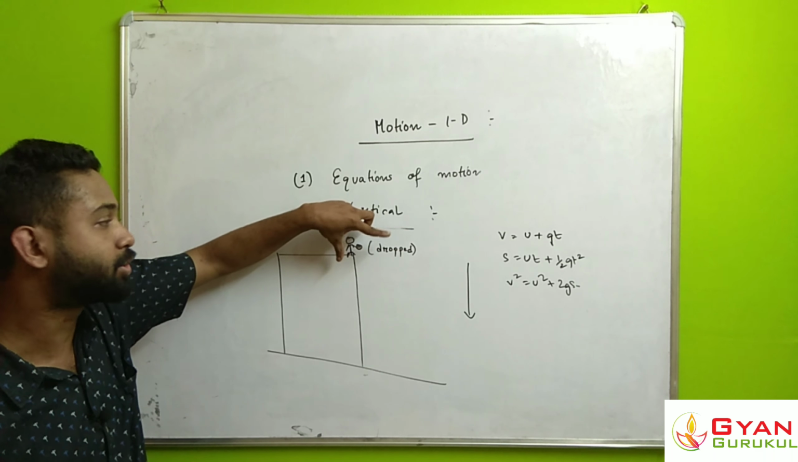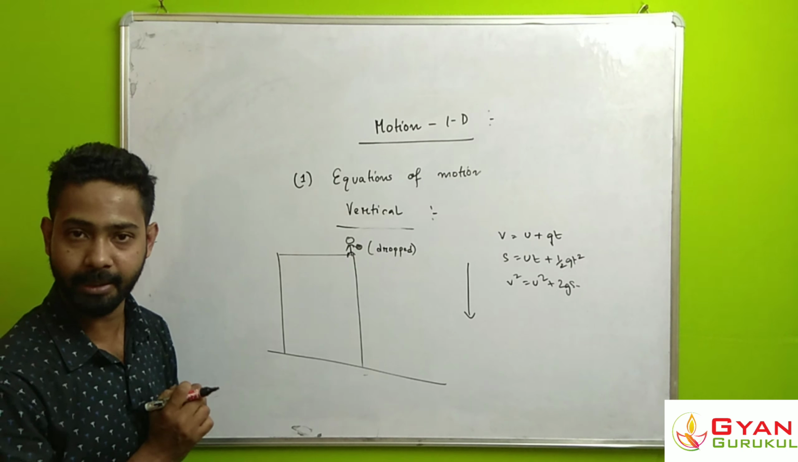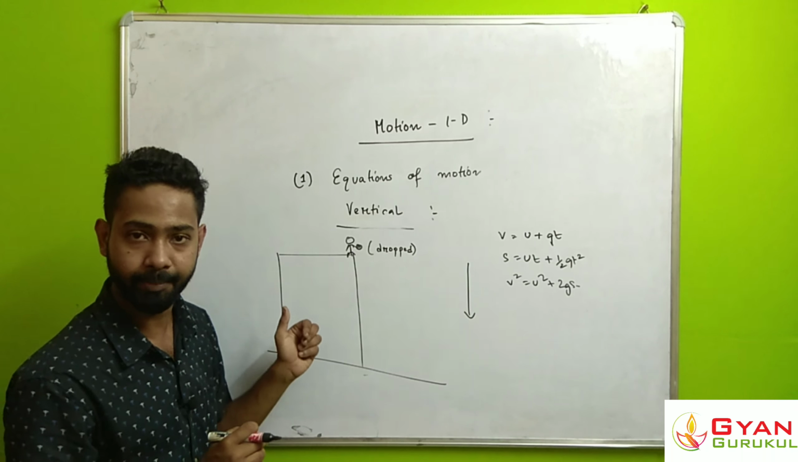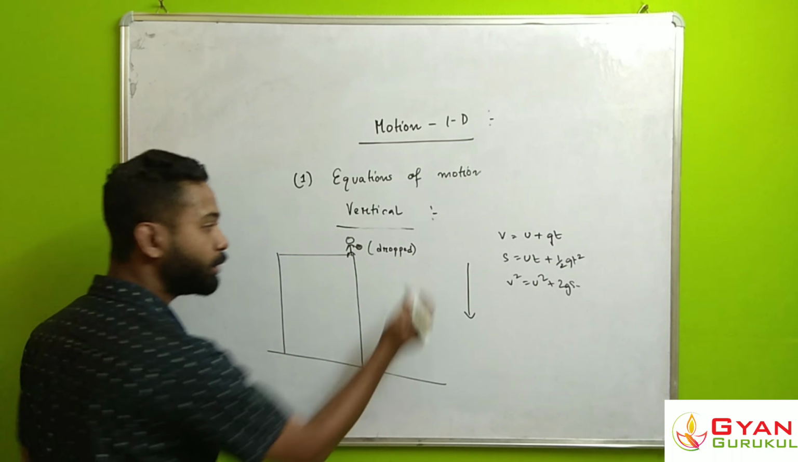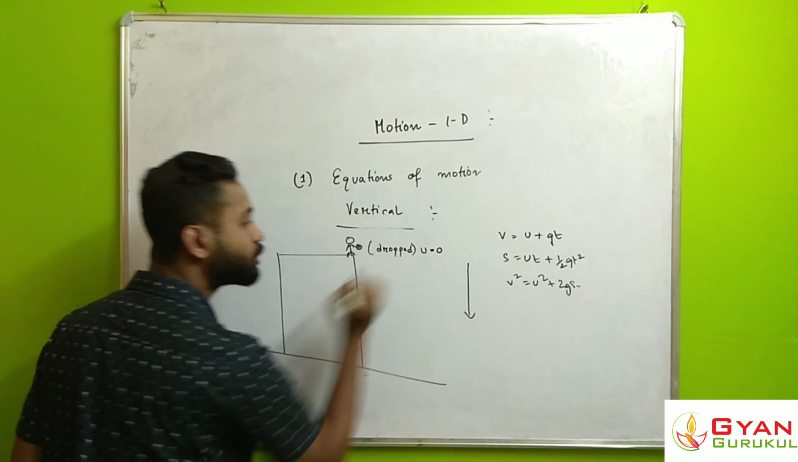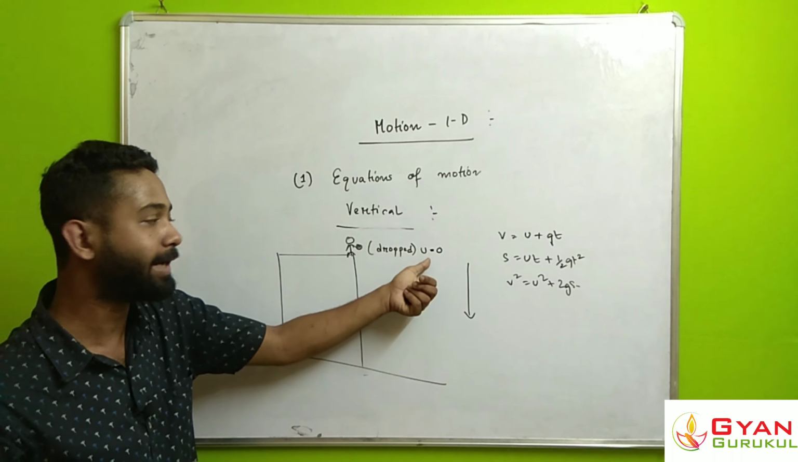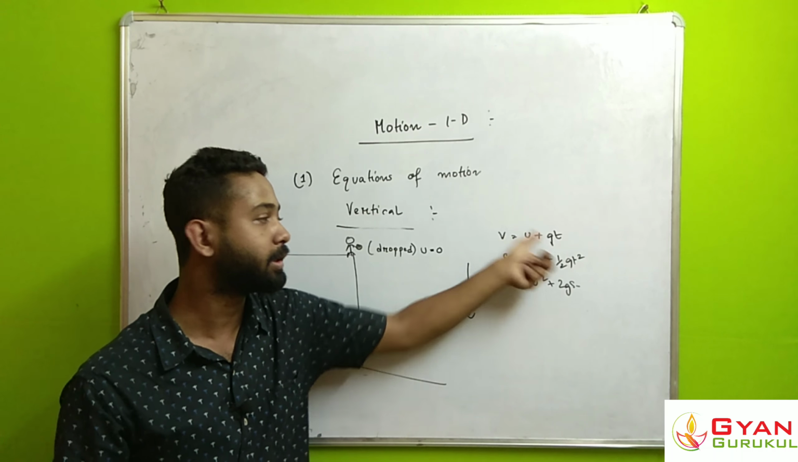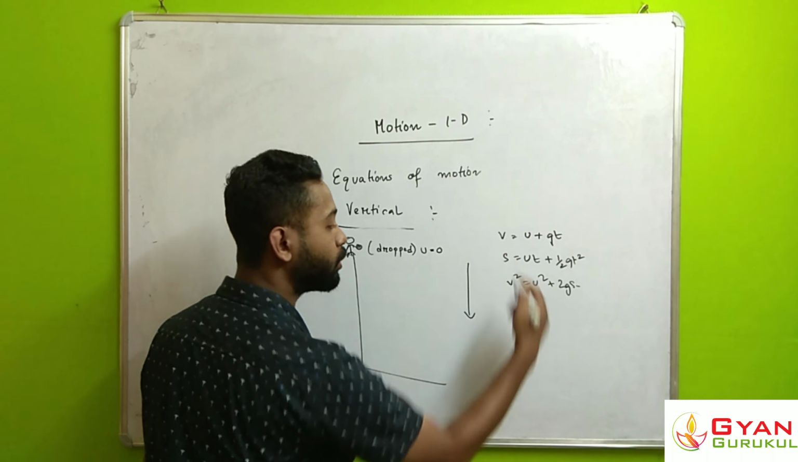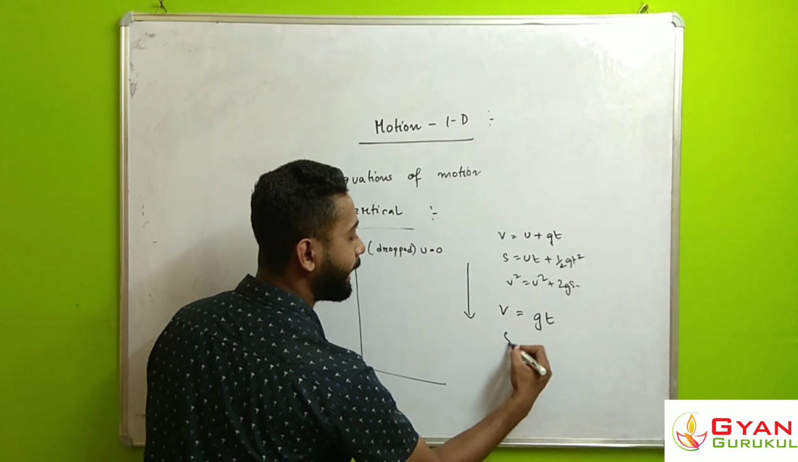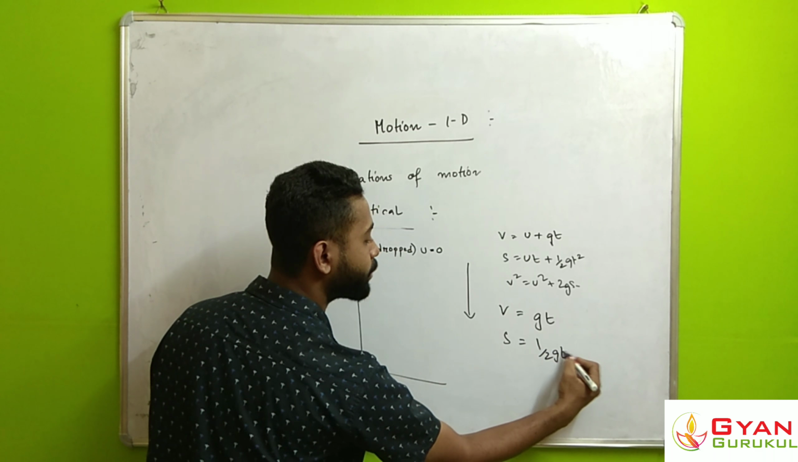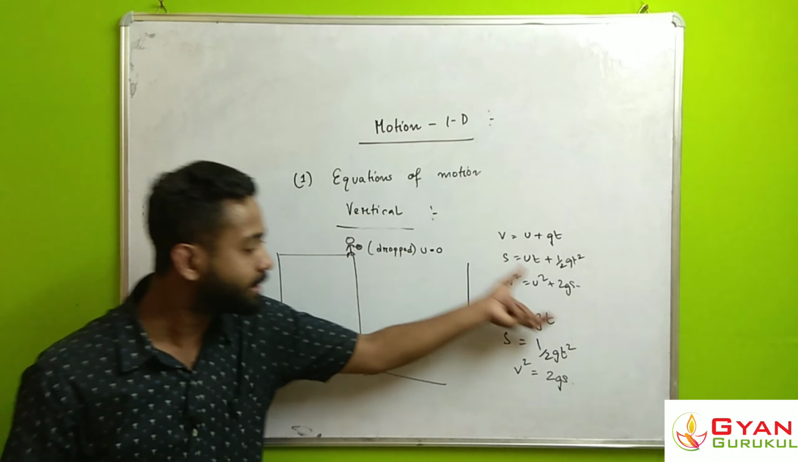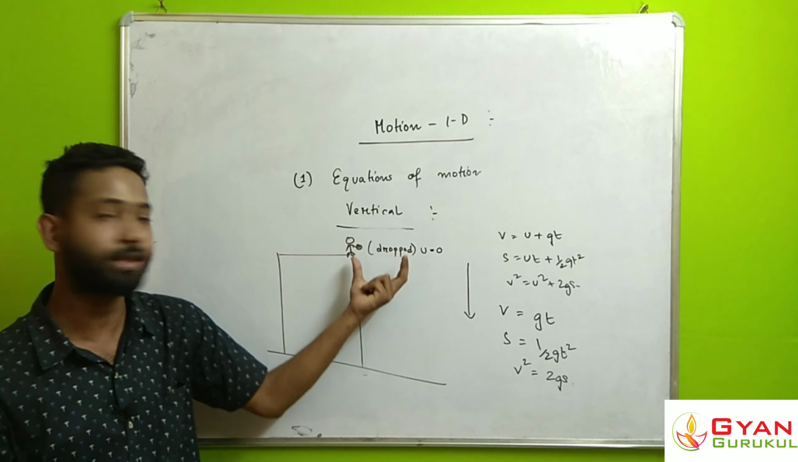Now, since the ball is dropped, it only signifies that we do not impart any initial velocity. So, U equals 0. If U is 0 at that particular point, then how do these equations look? That particular term would be 0. Hence, the complete set of equations would look like V equals GT, S equals half GT square, and V square equals 2GS. Okay, hence, this is the set of equations when you are dealing with a situation like such.